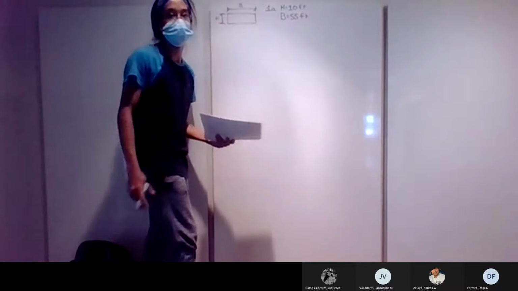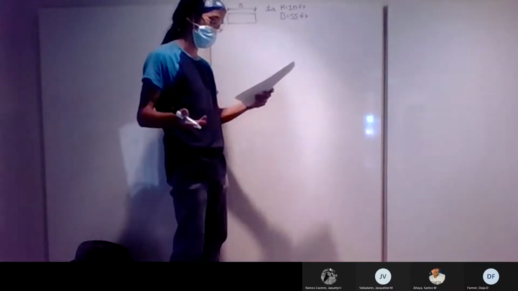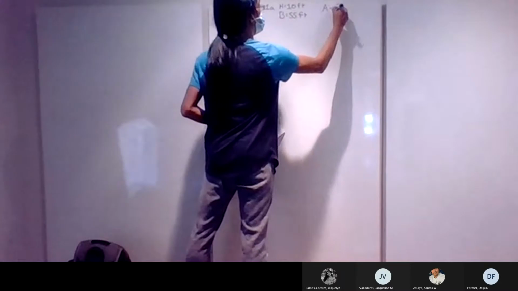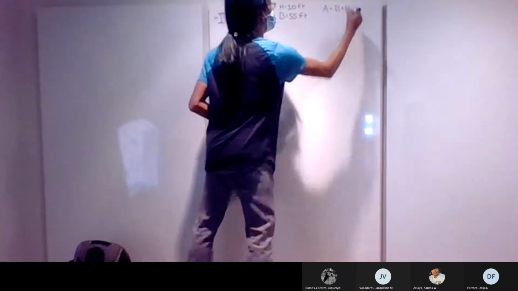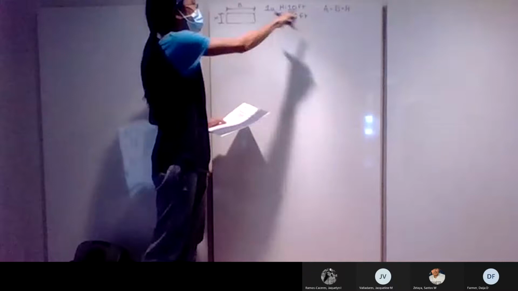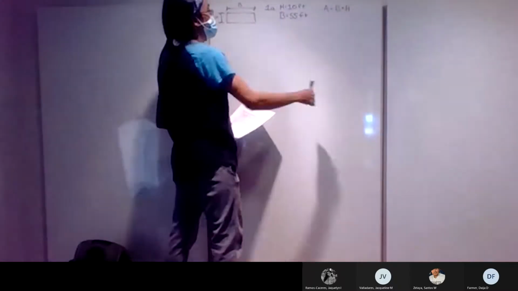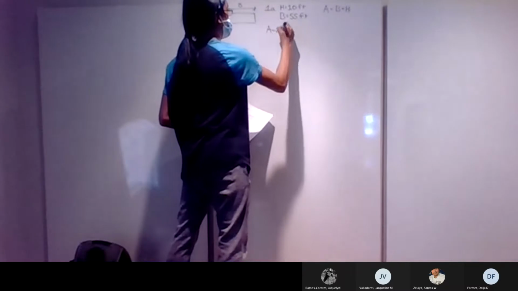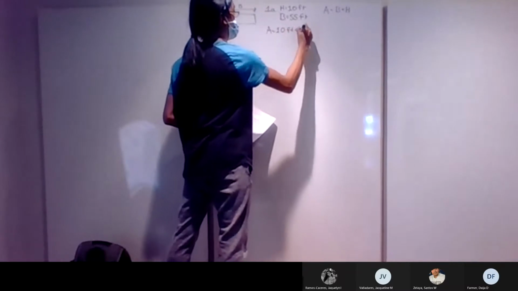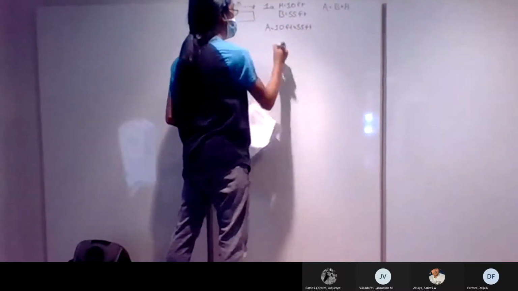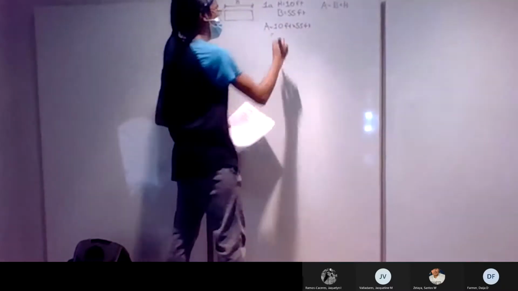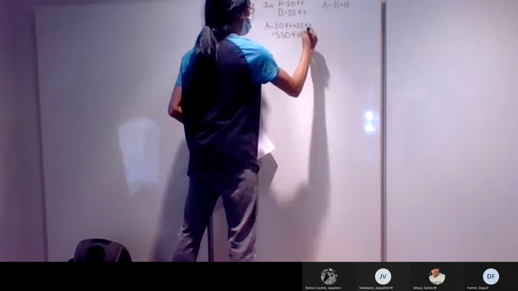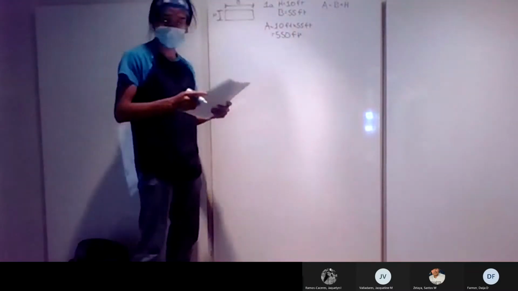Now how do you calculate the area of a rectangle? It's very simple. Area equals base times height. They're asking for the area, so we just plug those two numbers in. Area equals 10 feet times 55 feet. Area would equal 550 feet squared, or square feet. Very basic stuff.